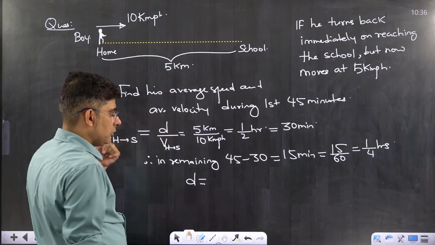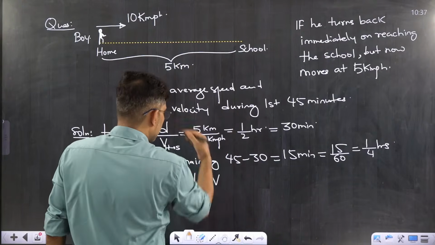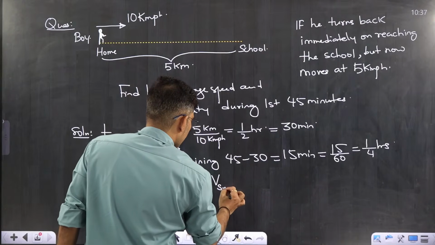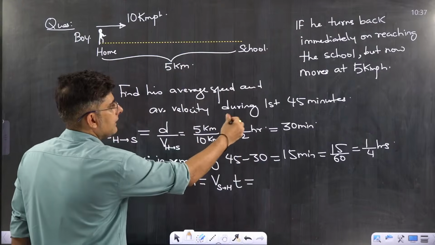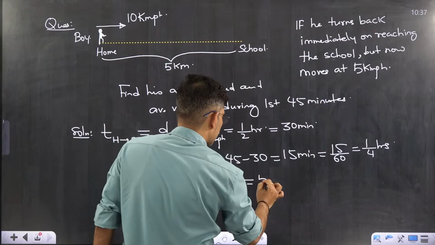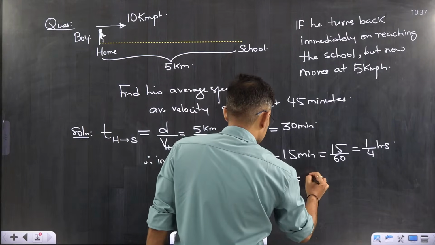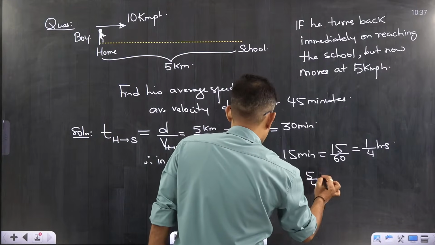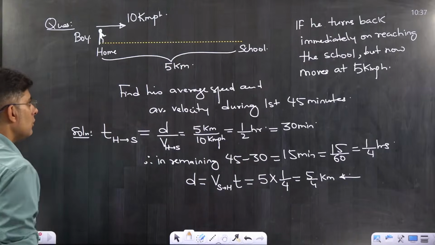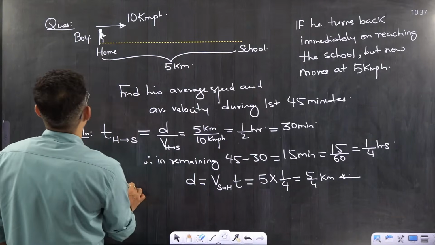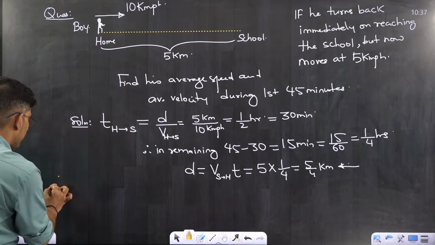So in the remaining 1 by 4 hours, he travelled backwards. Earlier he travelled forward. So the distance travelled will be the speed while returning from school to home multiplied by time. Speed is given, while returning he is coming at 5 km per hour, into 1 by 4. So 5 by 4 kilometers. This is backwards. Now come to the final part of the question, where I can write each part in a very simple way.